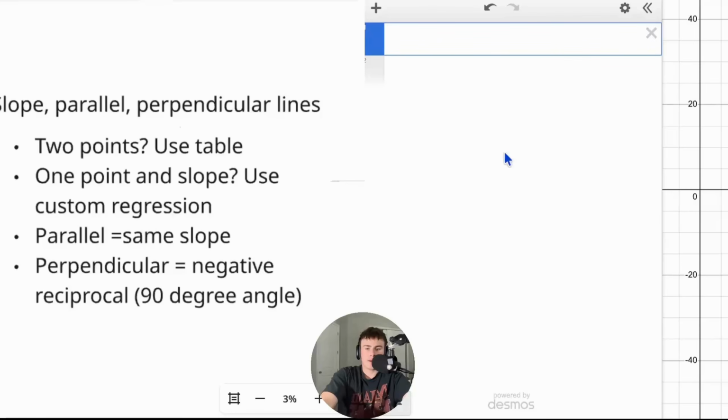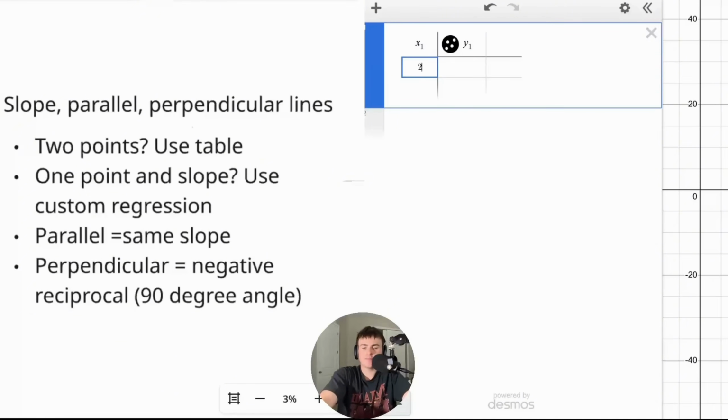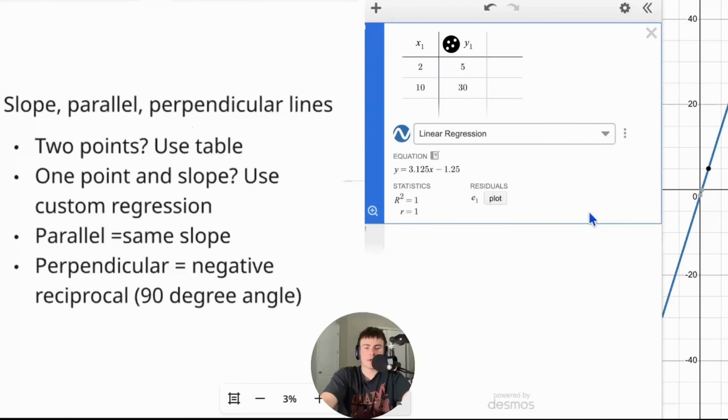Let's move on. Next up, we have slope, parallel, and perpendicular lines. Mainly, this is just going to be logic and also using custom regression and tables. It's not too bad, but I just want to make sure that we're on the same page here. Whenever the problem gives you 2 points on a linear function, just use a table. Like, once again, you're given 2, 5 and 10, 30. You just graph it, it'll tell you the slope, and then you can figure out everything else. So if you're given 2 points on a line, that's very, very easy.